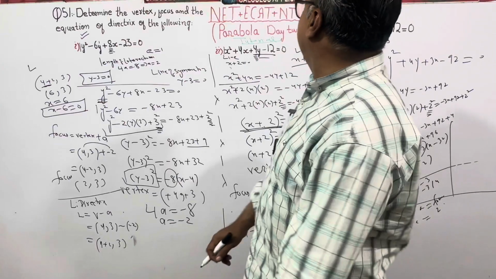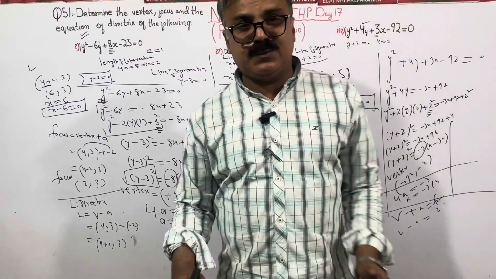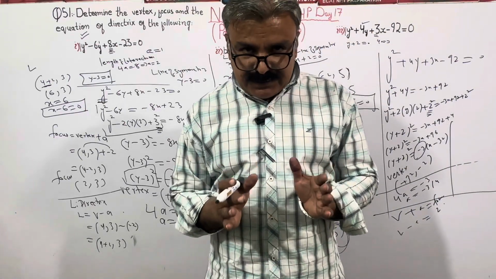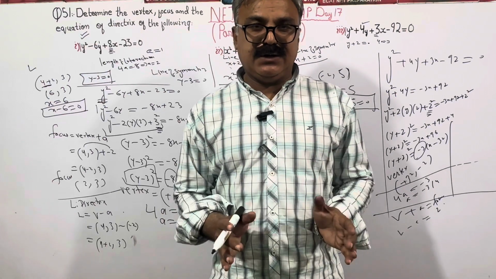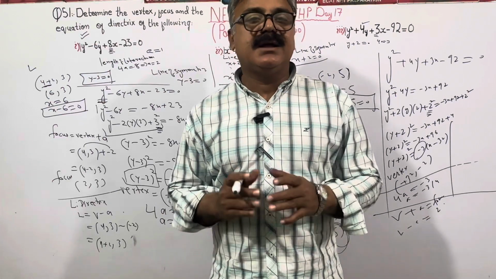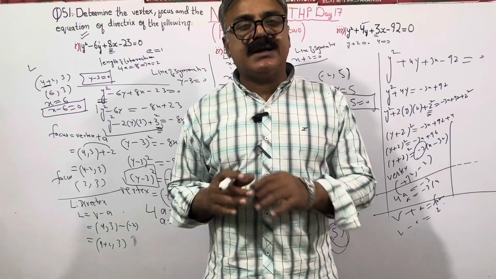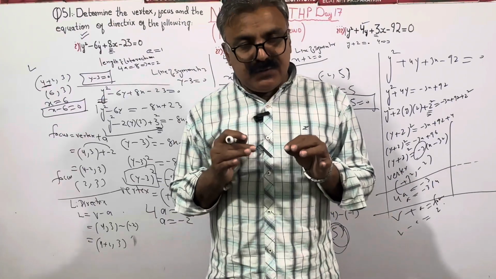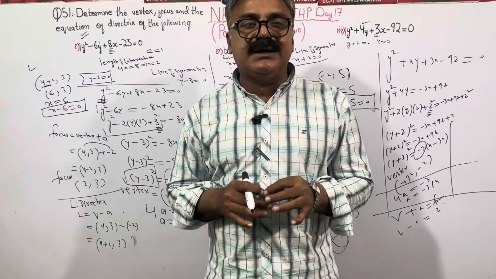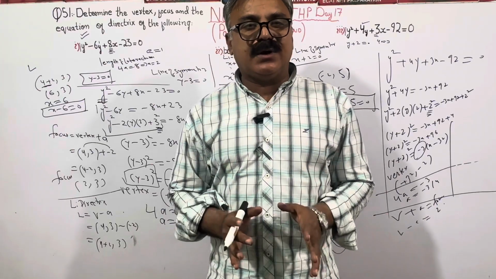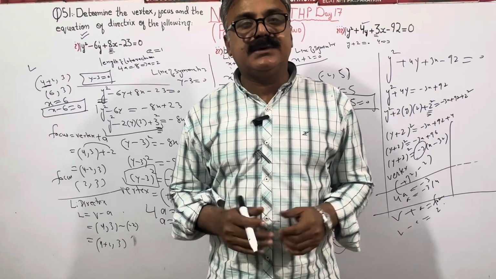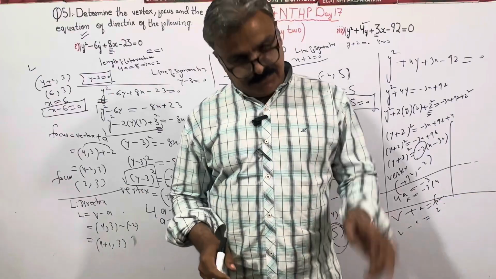It's my tiny effort on day number 17 to explain to you how to find the elements of a parabola from the given equation, like vertex and focus. They are connected. If there is some inaccuracy in the vertex, your building is going to collapse, your whole concept is going to collapse. Next.